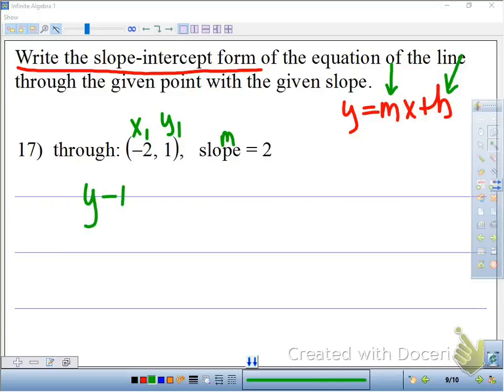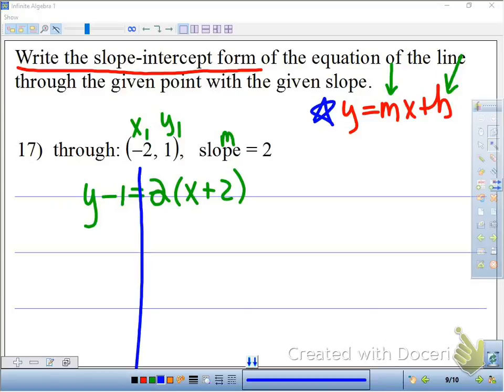So it'll be y minus 1 equals 2, parentheses, x plus 2. So there's my point-slope form. And then from here, we need to solve it for y. I want my final answer to be in slope-intercept form, so I need it to look like this. So I'm going to have to solve this.